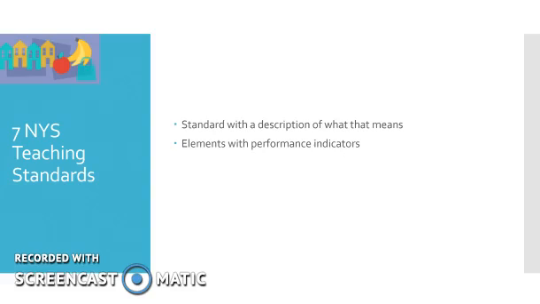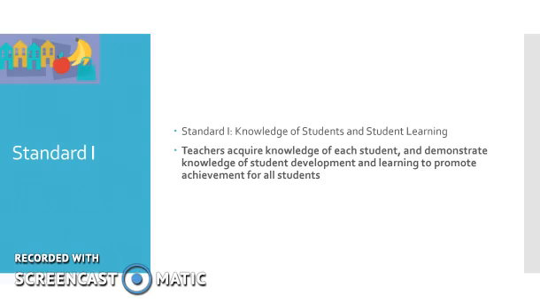Each standard is listed in the packet with a description of what it means, and then with the elements with performance indicators. Let's take a look at an example of what that means for Standard 1. Standard 1 is knowledge of students and student learning, something we want all teachers to know. So the standard is knowledge of students and student learning, and the indicator is teachers acquire knowledge of each student and demonstrate knowledge of student development and learning to promote achievement for all students.